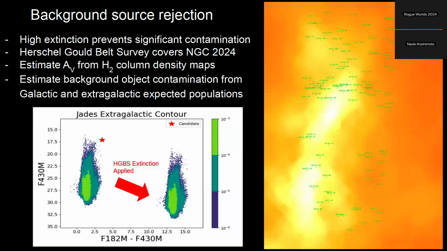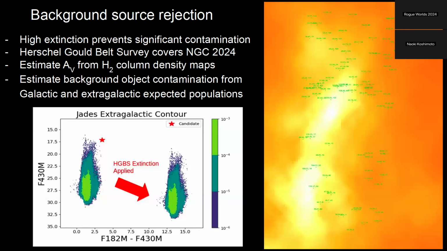the galactic field. Here we use TRILEGAL. And we make a contour in color magnitude space based on what you would expect for typical stars and brown dwarfs that are field age. Then we take Herschel molecular hydrogen column density maps to estimate the extinction at every specific position.